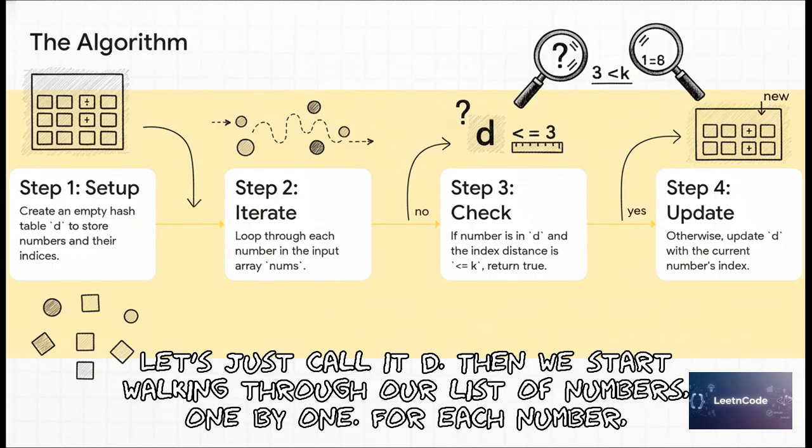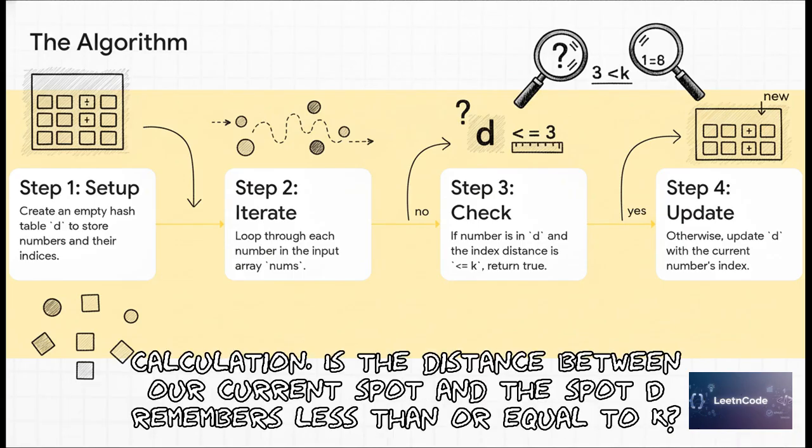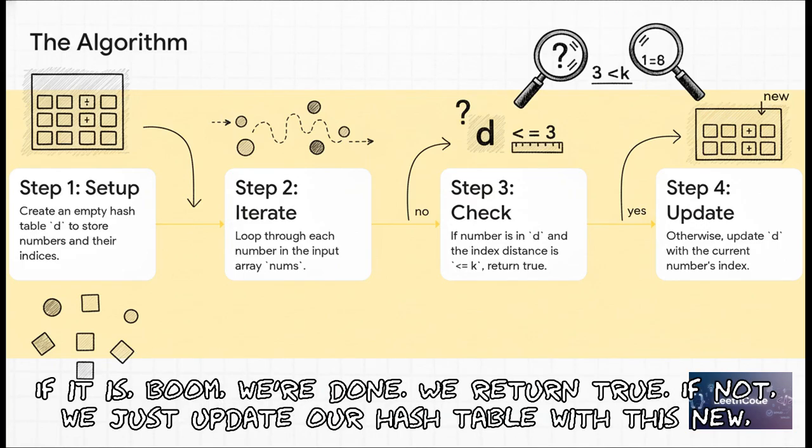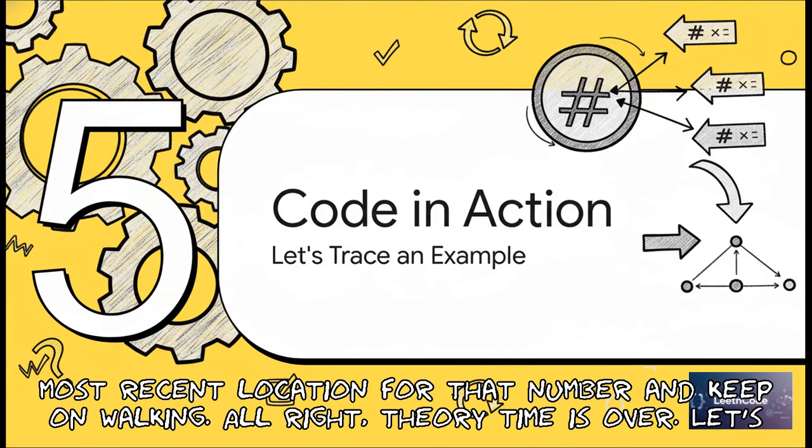Then we start walking through our list of numbers, one by one. For each number, we ask D a simple question. Have we seen this number before? If the answer is yes, we do a quick calculation. Is the distance between our current spot and the spot D remembers less than or equal to k? If it is, boom, we're done. We return true. If not, we just update our hash table with this new, most recent location for that number and keep on walking.